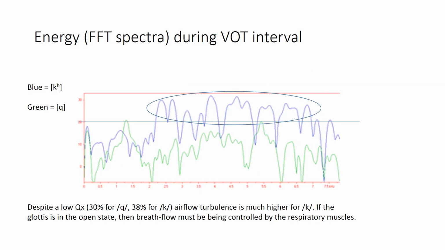Okay, on this slide we've got energy spectra for the two VOT durations of the sounds we've just listened to. Green for qaf and blue for kaf. You can see that the aspiration noise for kaf has peaks well above the 20 decibel line which I've drawn across, even extending up to 30 decibels, but qaf doesn't have those peaks, they're much lower. And this despite an atypical QX value at the vowel onset of the qa syllable of 30%. Breath must therefore be controlled by the respiratory muscles if the glottis is in the open state.